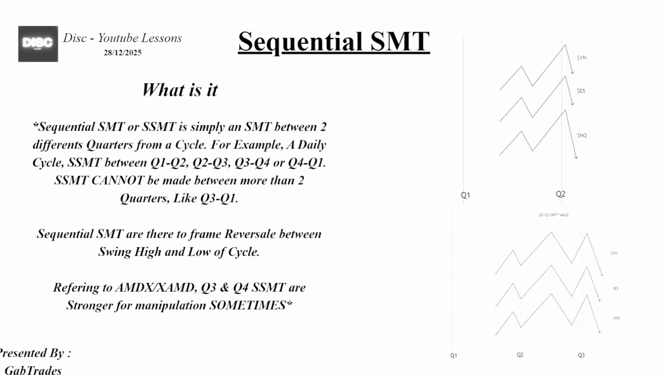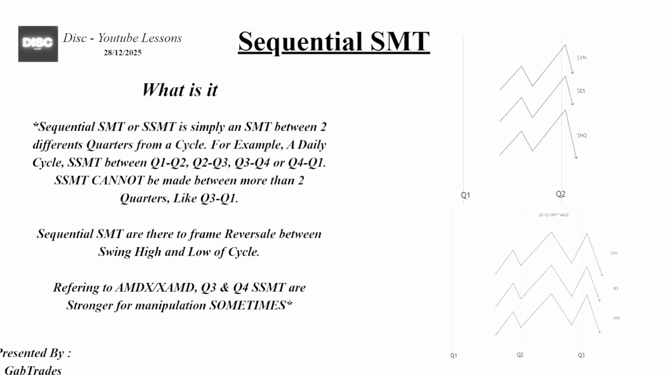That's why I said in the beginning, you need to understand that. Because you can understand that we make an SSMT at the lows between Q1 and Q2. But if you don't understand how power of three works, or market maker model, those SSMT will always rape you. There is nothing you can do with it. You need to understand that.